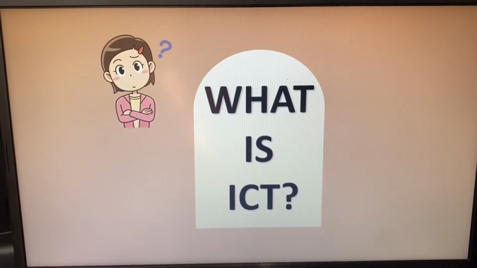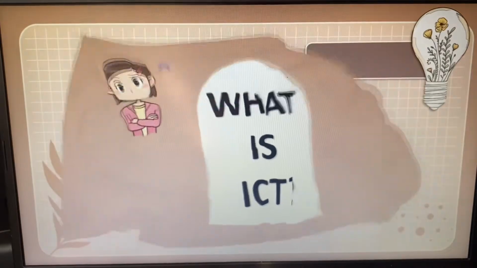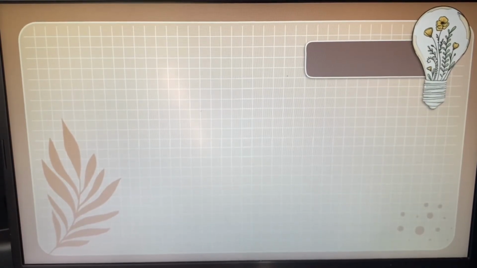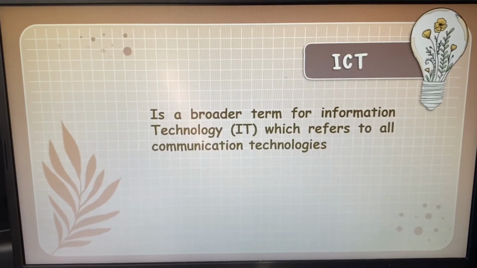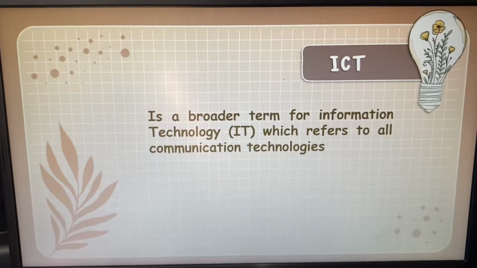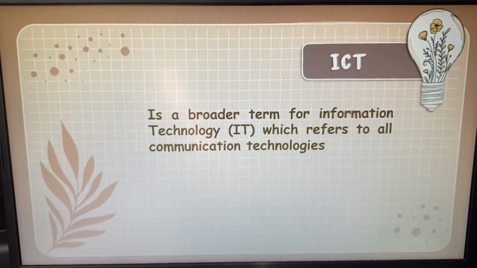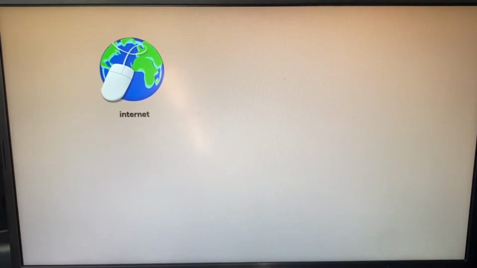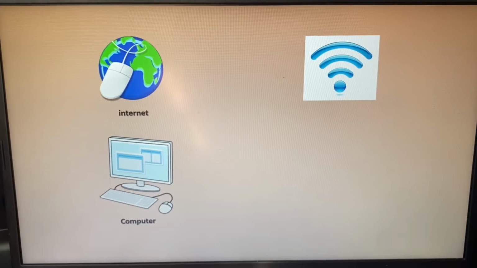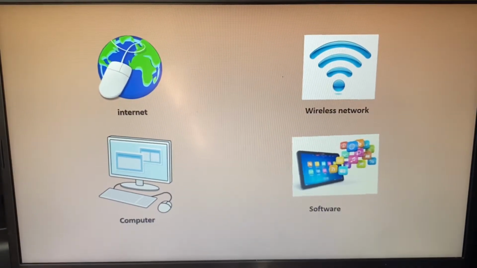So guys, do you know what is ICT? ICT is a broader term for information technology (IT), which refers to all communication technologies like internet, computer, wireless network, and software.